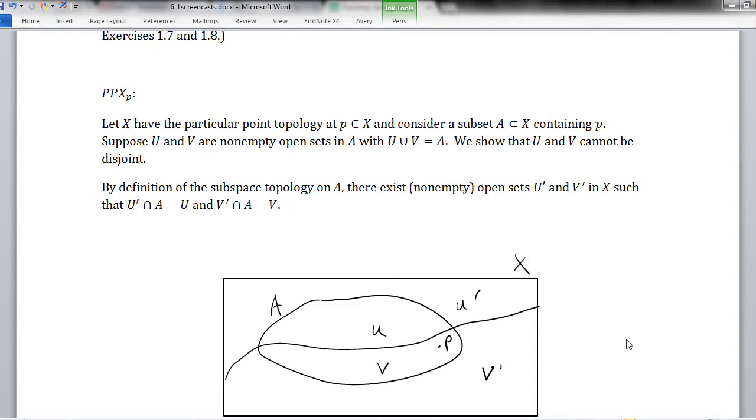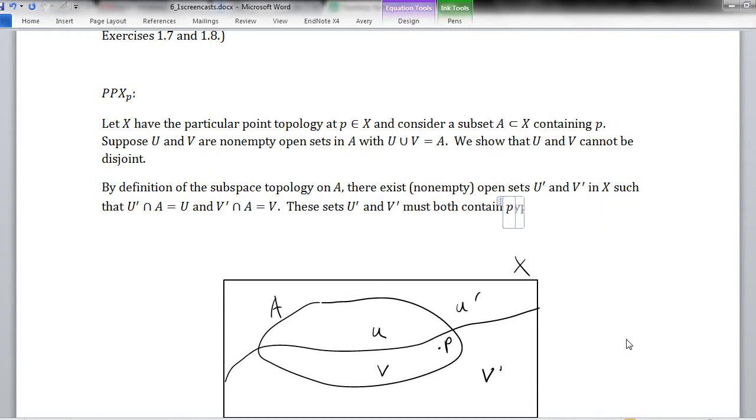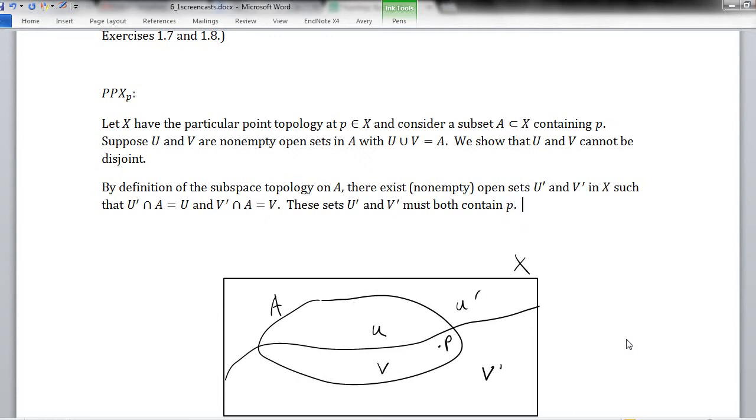All right, and then, well, these sets U prime and V prime, they're open in X, right? And they're not empty. That means they must contain P by definition of the particular point topology. Okay. So they must both contain P. Okay. So here's where my picture breaks down, right?